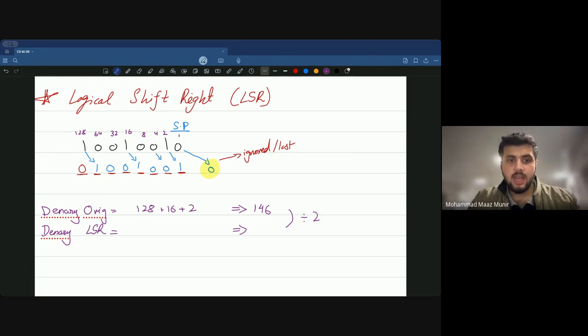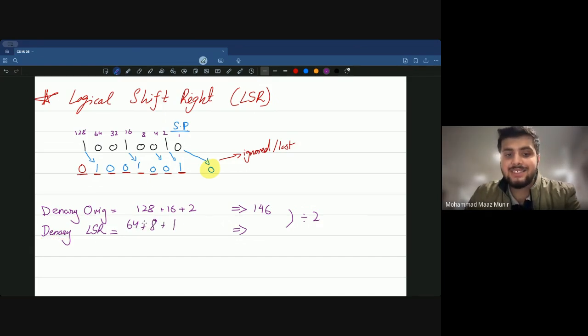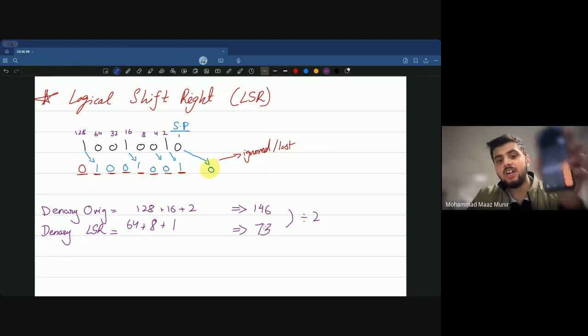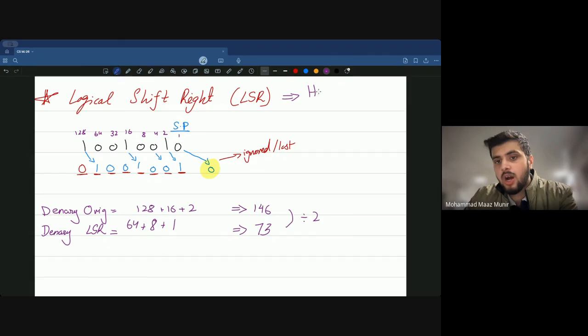So if I calculate this up here, wait, Samraj, I'm coming to your question. It's going to be 64 plus 8 plus 1. If I add them up, 64 plus 8 is basically 72, right? And 72 plus 1 is 73, which is 100% the same as the one I got up here. Hence proving that when I perform a logical shift towards the right hand side, this basically halves the actual value, or I can say divides by 2.